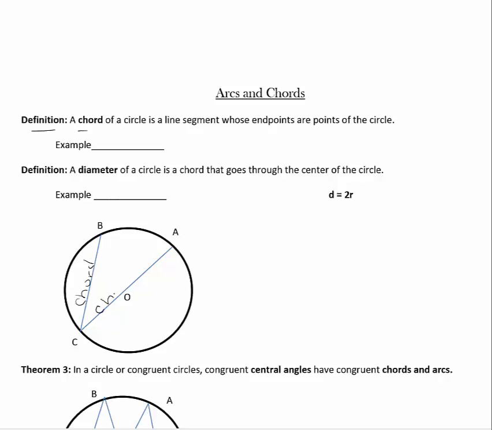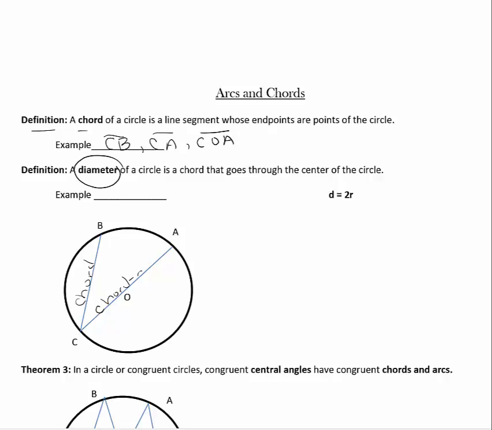This is also a chord. And since it's a segment, we would call it CB with a line over the top, or CA with a line over the top, or CA with a line over the top, meaning it starts at C, ends at A. A special chord that goes through the center is a diameter.